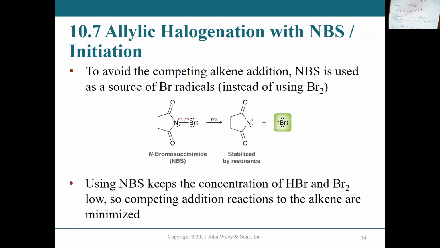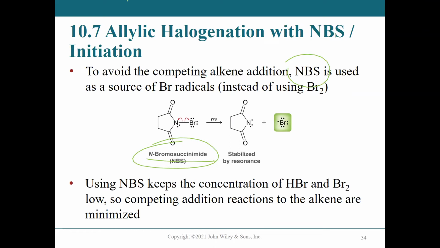To avoid that, we are going to use something called NBS. The real name is N-bromosuccinimide, but normally we call it NBS. It is an initiator, a molecule that produces a radical with the action of light. And the advantage of this molecule is that it only produces one bromine radical. Okay, so then you won't form two paths of the reaction.